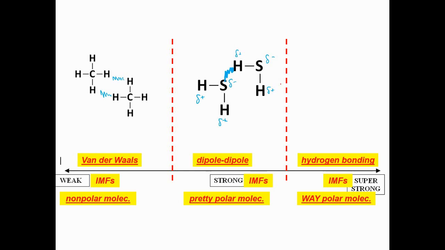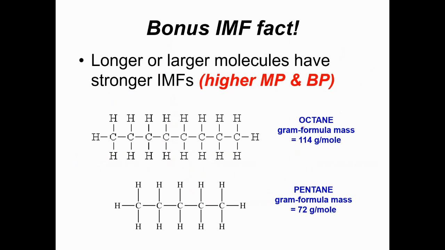Finally, the super strong IMFs are when you have hydrogen bonding. Okay? Hydrogen bonding, if you have hydrogen with fluorine, oxygen, or nitrogen, it will have a very strong polarity in the molecule, and that means that you get this really strong attraction between the molecules. But it only happens if you have HF in your molecule, HO in your molecule, or HN in your molecule. Then you have hydrogen bonding, the strongest kind of IMF.